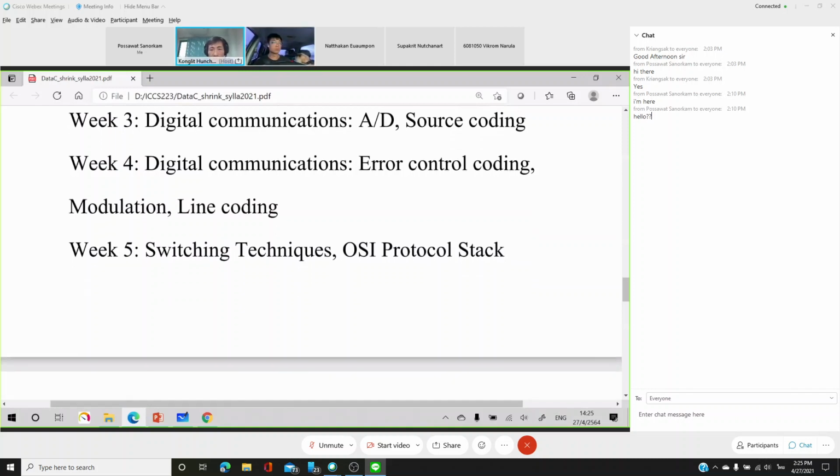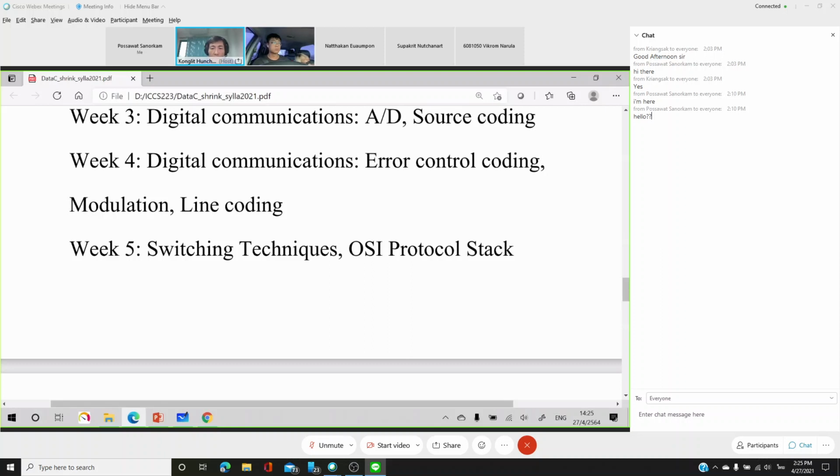And then when we study network, we need to know what we call the OSI protocol stack. The OSI protocol stack is a standard from ISO. ISO stands for International Standard Organization. ISO has one standard called the OSI protocol stack. OSI stands for Open System Interconnection.